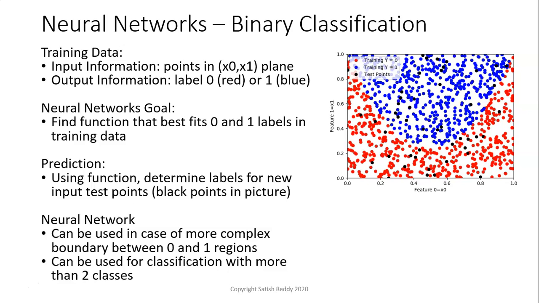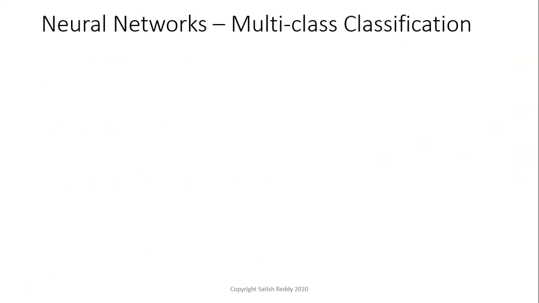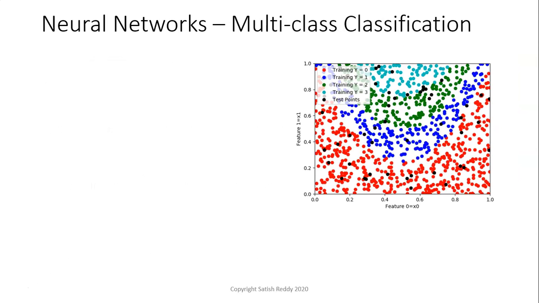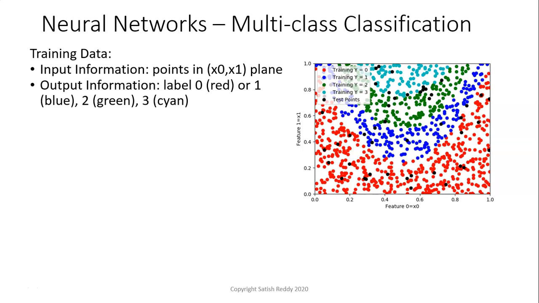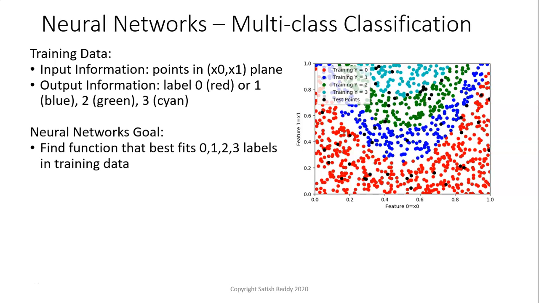So let's look at multi-class classification now. In the case of multi-class classification, we would have training data as shown in this picture. Here, again, the input information are points in the plane, the x0, x1 coordinates for each point, and the output information is the label, 0 for red, 1 for blue, 2 for green, and 3 for cyan.